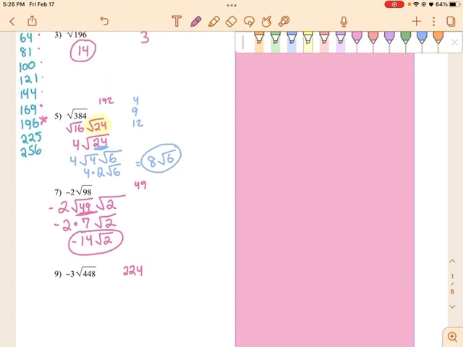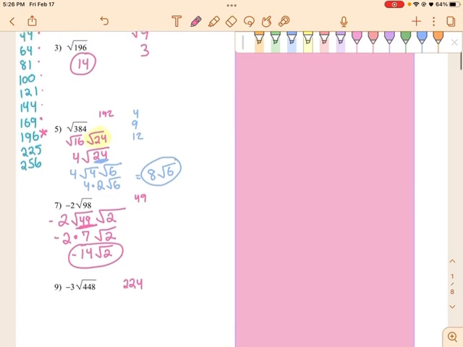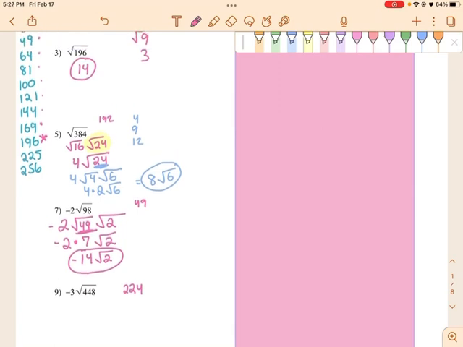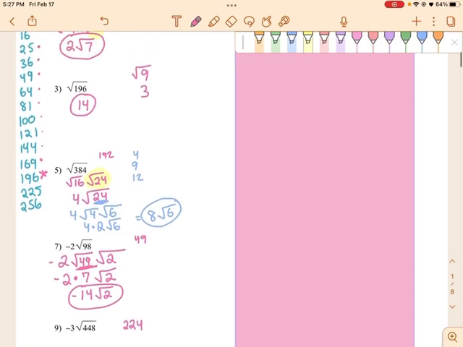224 divided by 81 is the next one on the list. 64 is the next one on the list. Still not working. 49 is next. Nope. 36. No again. 25 definitely won't work. Let's try 16. Yes, finally.